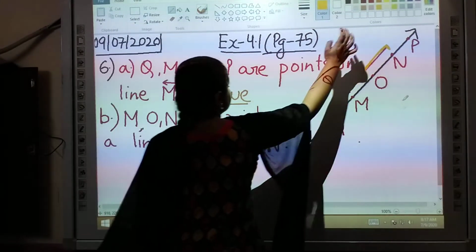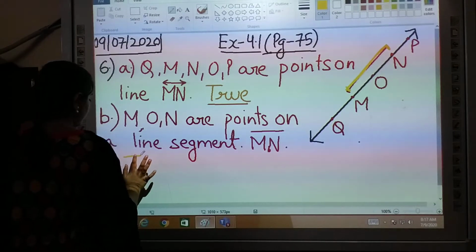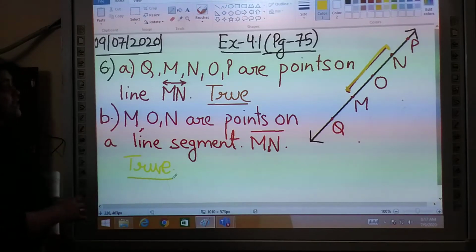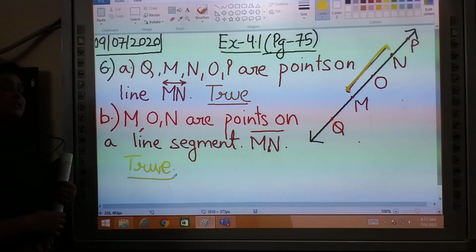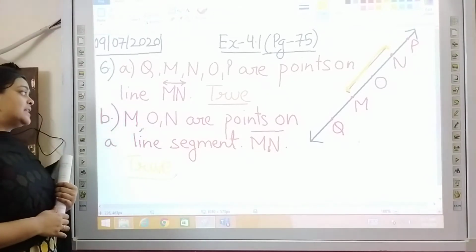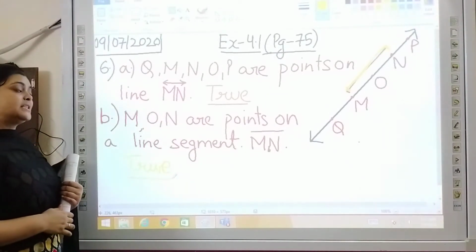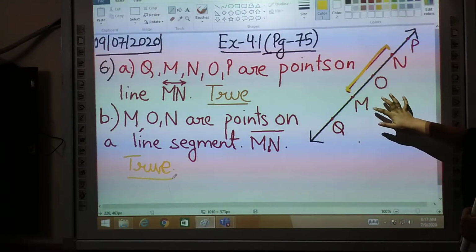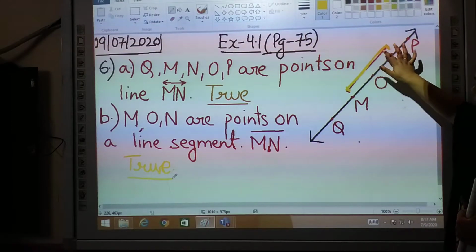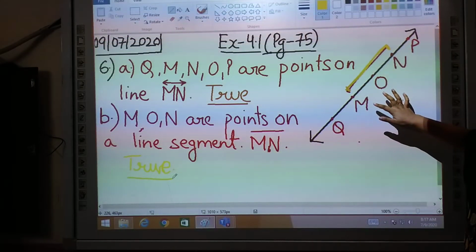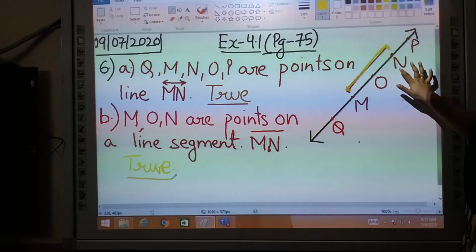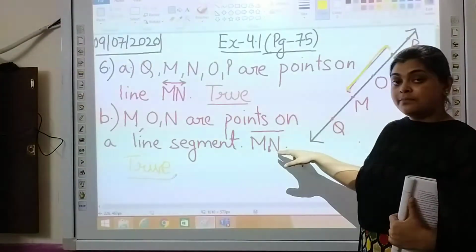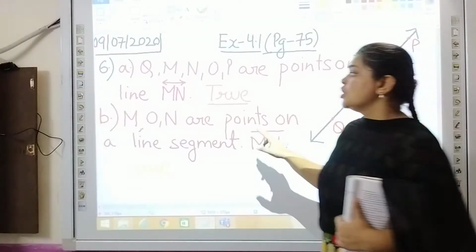The second statement is also true. The second statement given to us is also true because it is asking us whether points M, O, N are on line segment MN. So first we will mark where line segment MN is. Line segment MN is from here to here. When we look at it separately, we can clearly see that point M is here, point O is here, and point N is here. So all 3 points which were asked are on line segment MN. So this statement is also true.